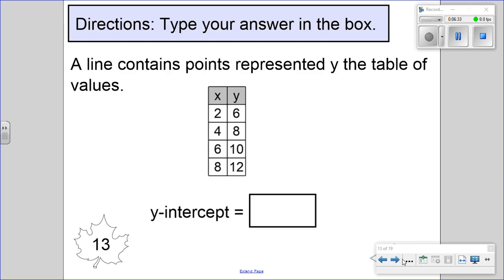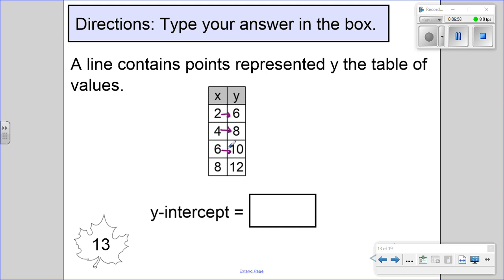Question 13. The directions say type your answer in the box. A line contains points represented by the table of values. And we have the table here, x, y, x, y, x, y. And all we have to do is tell it what the y-intercept is. So looking at this table of values, I'm looking for the connection between x and y. What is my rule here?